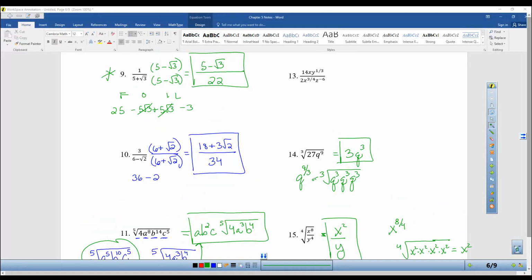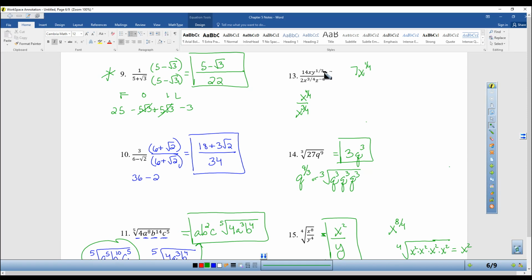Number 13, much harder now. So break it down into smaller pieces. Just do the number first. If all the rest of that wasn't there and you just had 14 over 2, what would you write? You'd write 7. That wasn't so bad, right? And then just look at the x's. So the x's are just x over x to the 3/4. Again, that's a problem that you can do. So this is 1, so I'm going to change it to 4/4 minus 3/4 is 1/4.